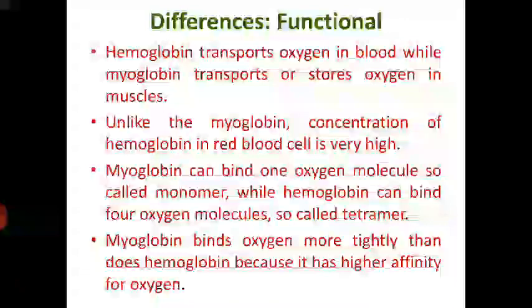the organs. Myoglobin can bind one oxygen molecule, so it is called a monomer, while hemoglobin can bind four oxygen molecules, so it is called a tetramer. Myoglobin binds oxygen more tightly as it has higher affinity, and hemoglobin has lower affinity. That's why it binds somewhat looser.